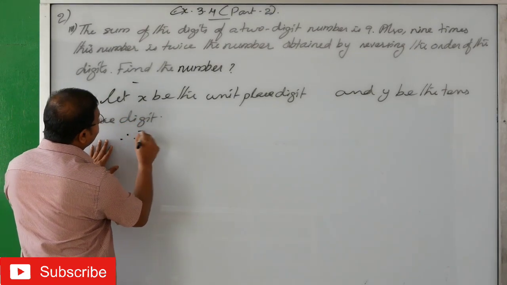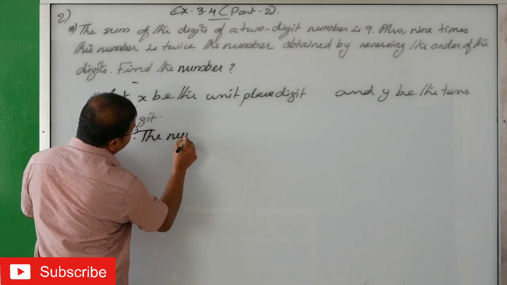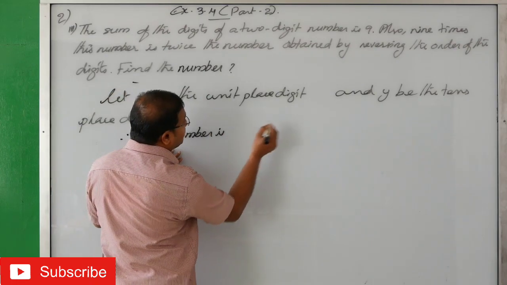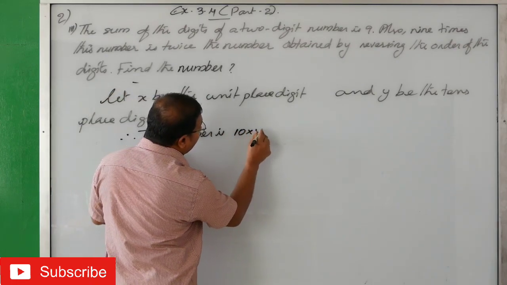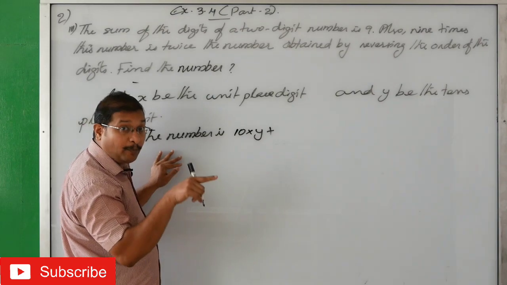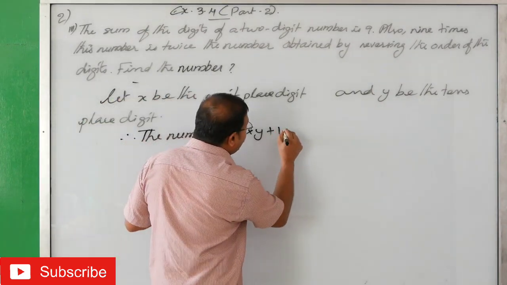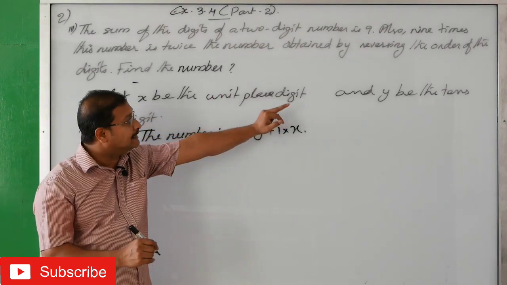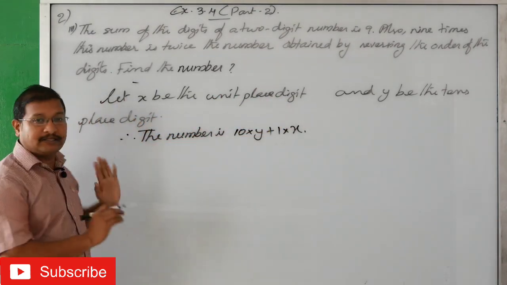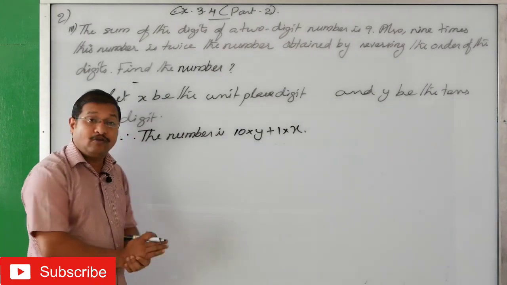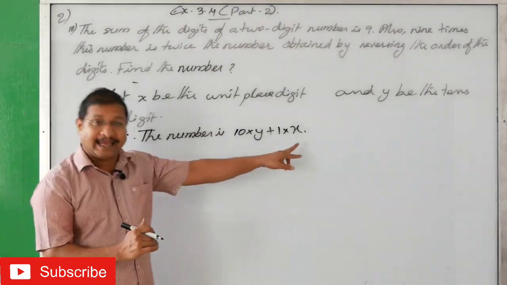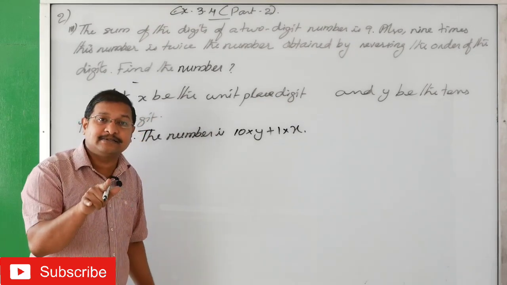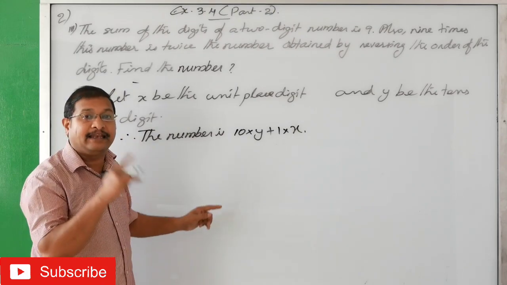Therefore, the number is, what will do? Tens place is y. So, 10 into y plus unit place is x, isn't it? So, 1 into x. Let x be the unit place digit and y be the tens place digit. Unit place is x. That means 1 into x plus tens digit is y. That means 10 into y.